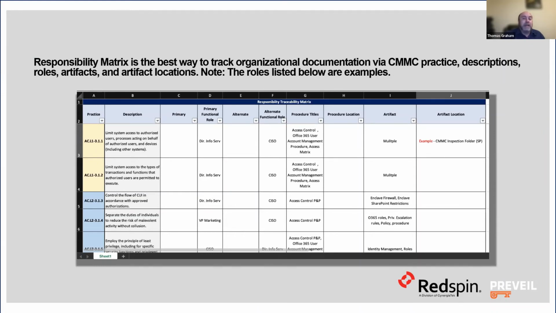But what procedures, what documentation supports this particular practice? Where are they located? What other type of artifacts can you use to support it, whether it be enclave firewall rules, O365 roles, and so on and so forth, and where are those located? You now have 90% of the information that you'll need to put in that SSP, because you've identified responsibilities, you've identified inherited documentation, and you've identified really where the technical aspects of it are going to be.